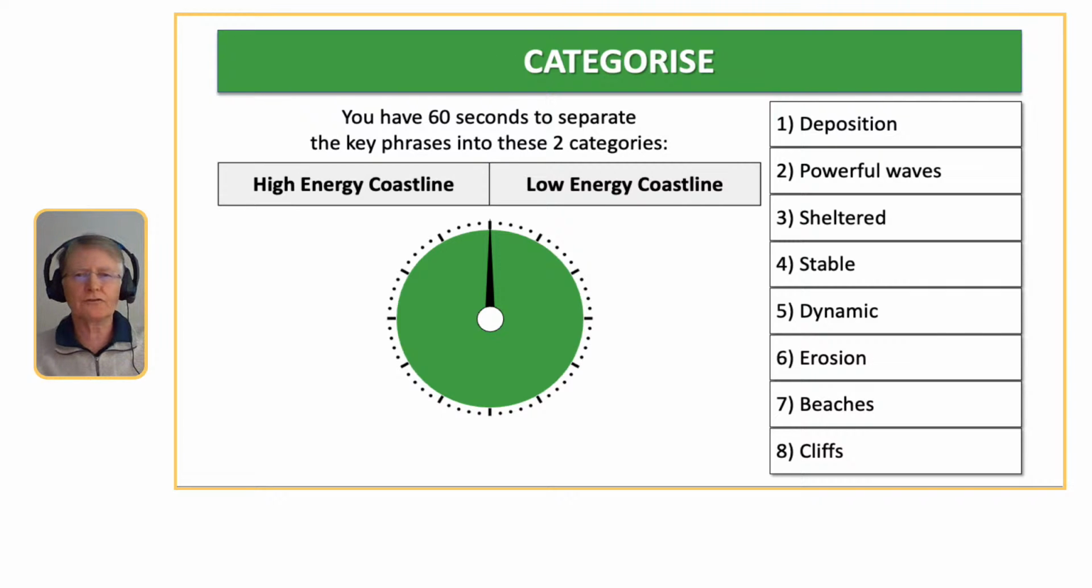Okay, the activity is coming up, the categorise activity. So it's quite straightforward. You have 60 seconds to separate the key words on the right-hand side into two categories. So you can just write high on one side, low on the other, and you don't have to write the full word, just write the numbers. So you have a minute, off you go.